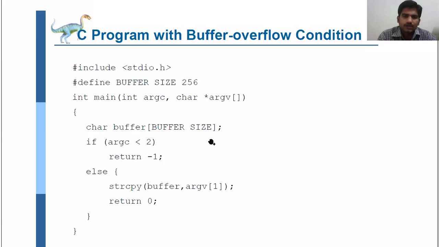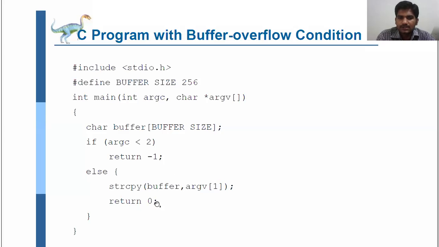So here we have a buffer size. We check if this argument count is less than 2, then we return -1, else we do strcpy to copy that argument. I told you about the argument vector, the first one. So the first position argv[0] is going to be copied to the buffer. What is the function of strcpy? Copying from source to destination. Source and destination.